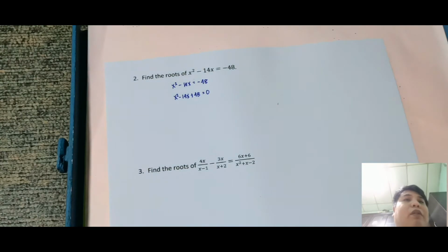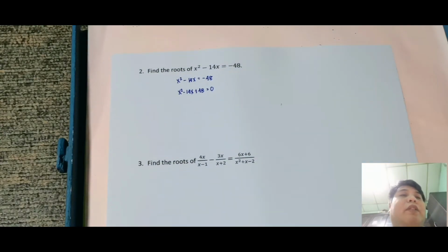Next is, syempre, i-factor natin yung ating left side. So, isip ka ulit ng dalawang number na kung saan yung product is 48, ang sum is negative 14.